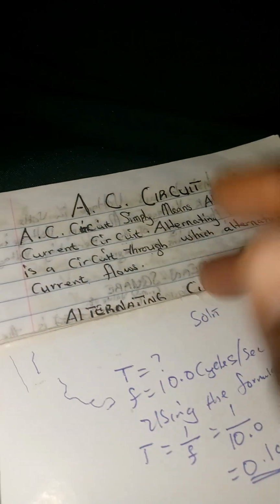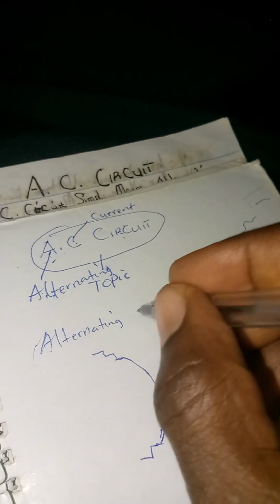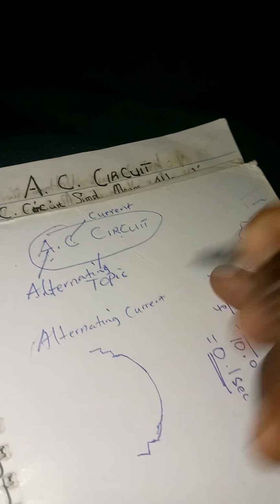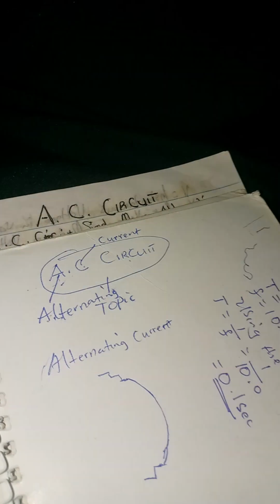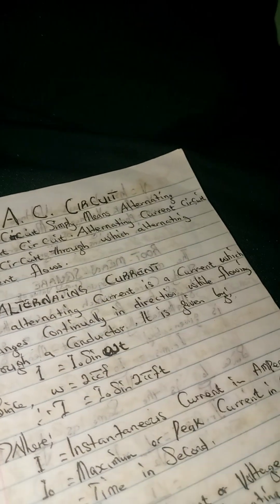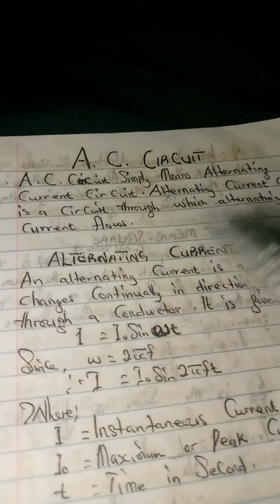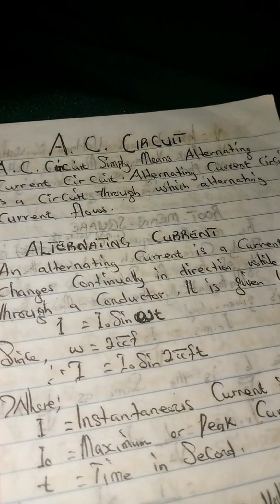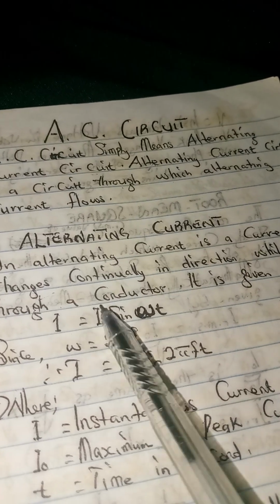But what is the alternating current itself? Now, this is a current which changes continually in direction. Let's look at what we have here. An alternating current is a current which changes continually in direction while flowing through a conductor.